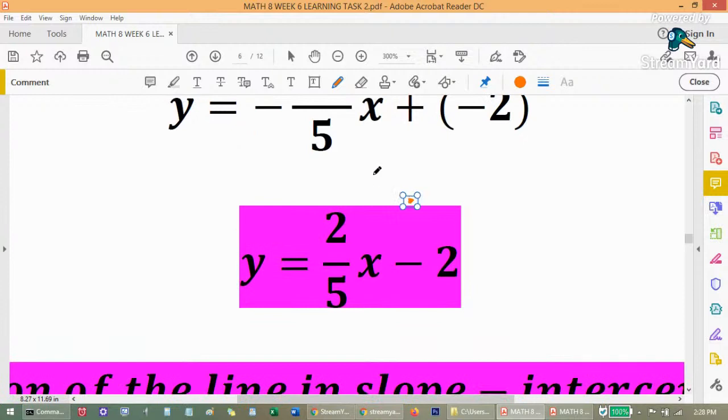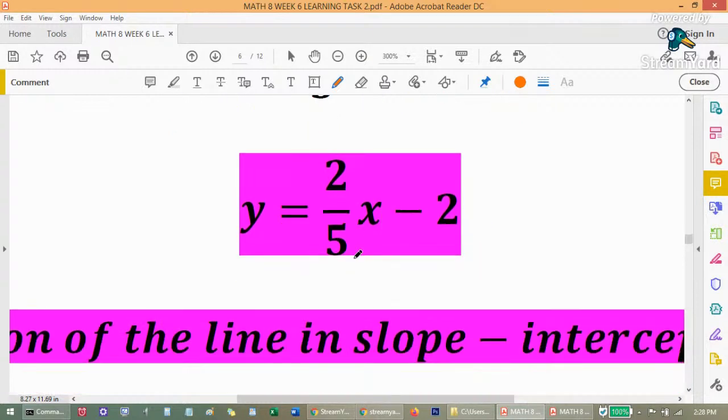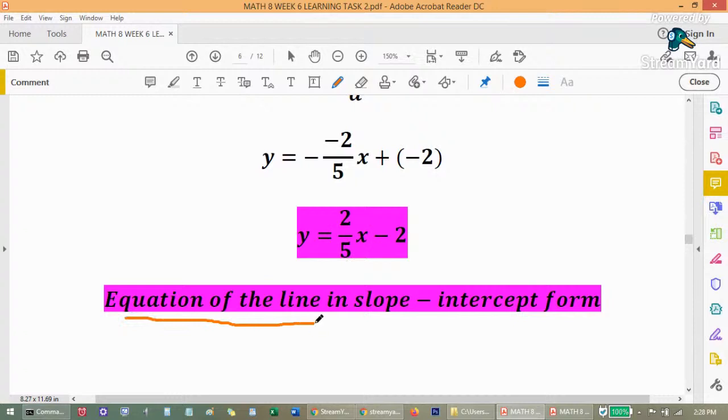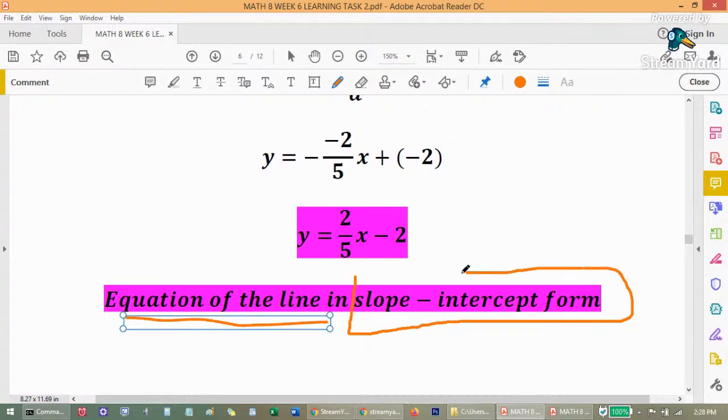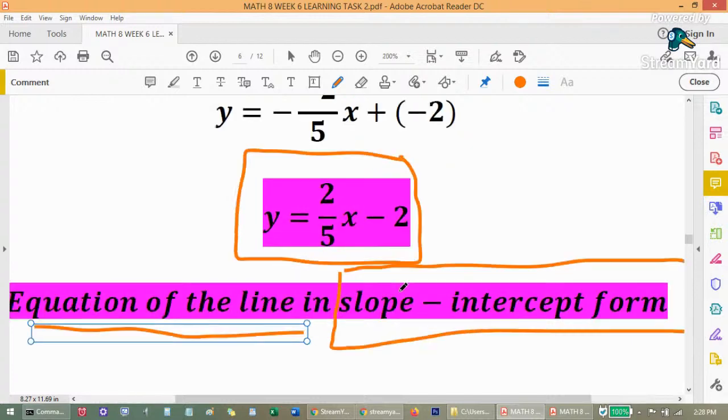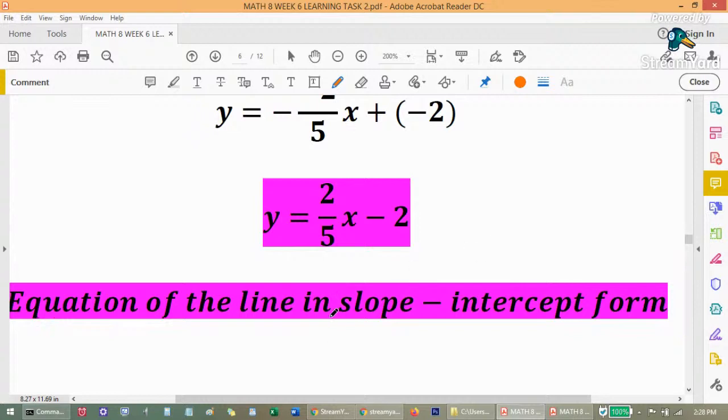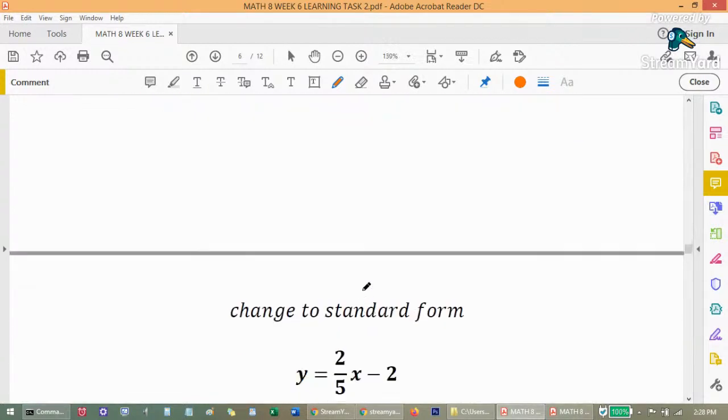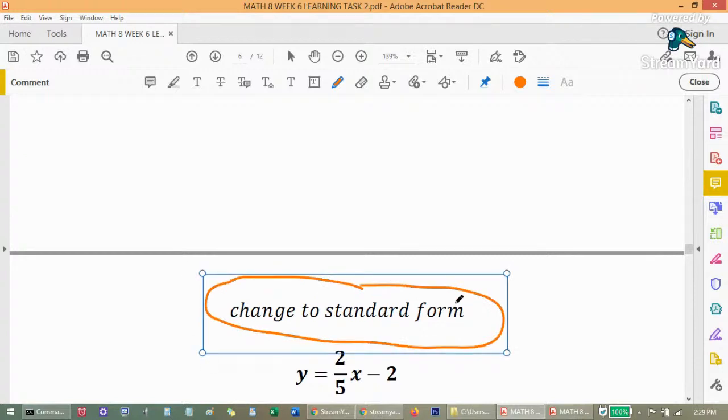And so, this is now in the form y is equal to m. Ito yung m natin, mx. And ito yung b. Okay, ito yung b. But this is now the equation of the line in slope-intercept form. This is the final answer. Okay? And then, syempre, kailangan natin palitan ito standard form.